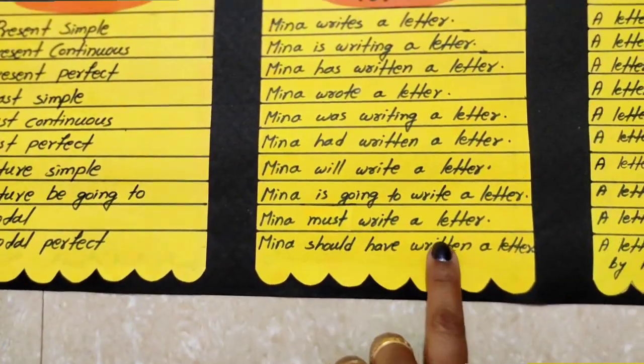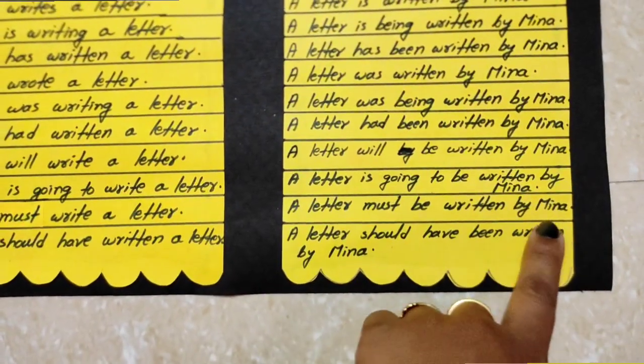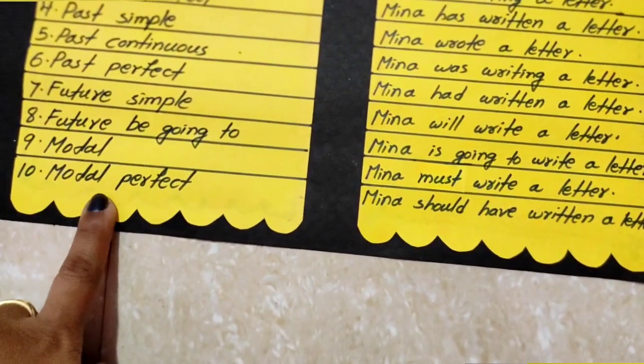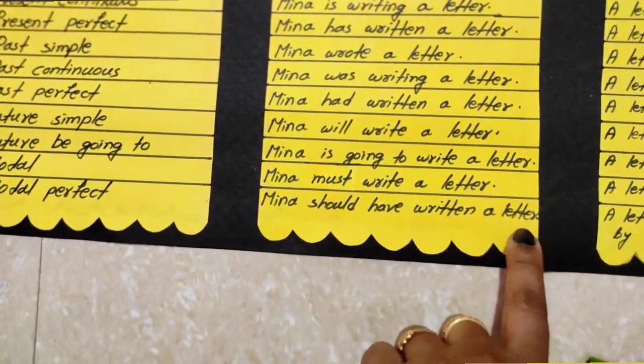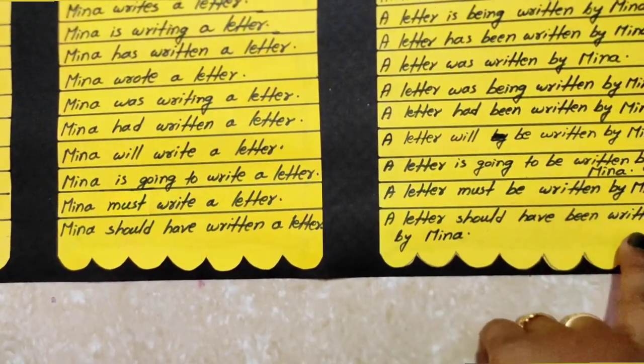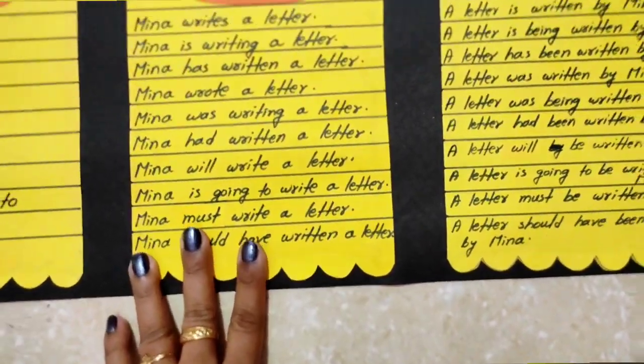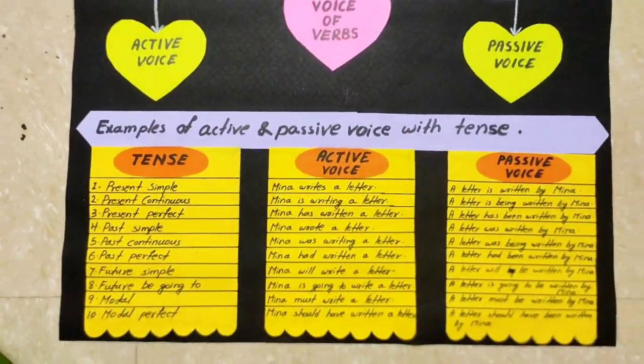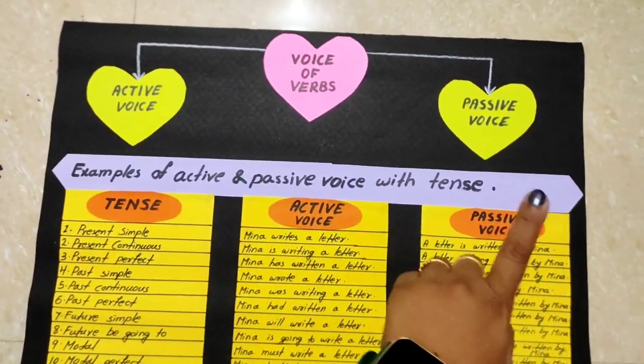Modal: Meena must write a letter. A letter must be written by Meena. Modal perfect: Meena should have written a letter. A letter should have been written by Meena. So this is a full chart of active voice and passive voice.